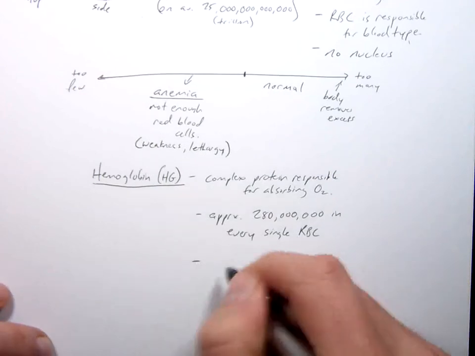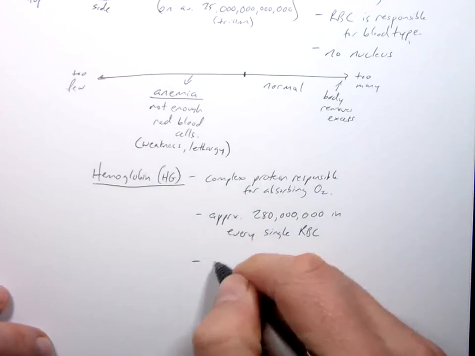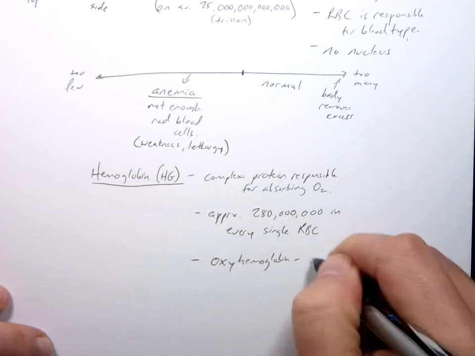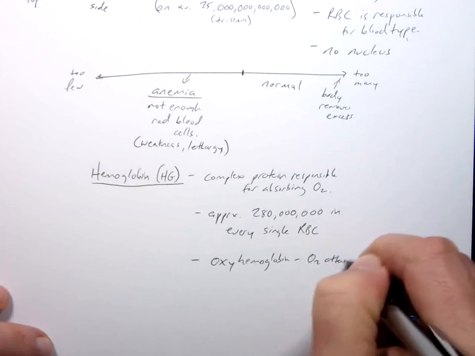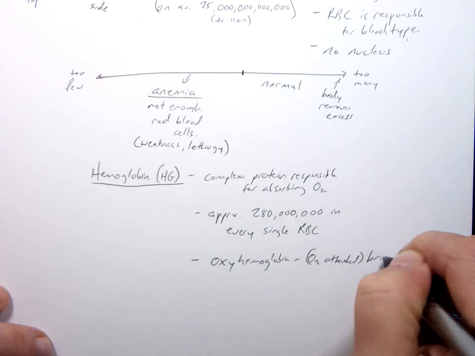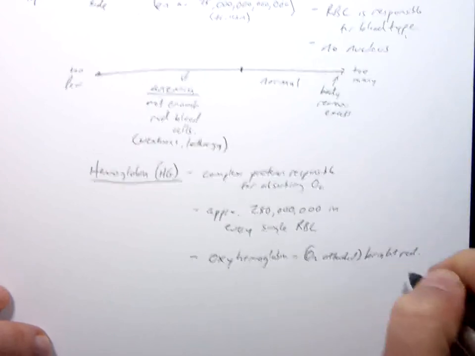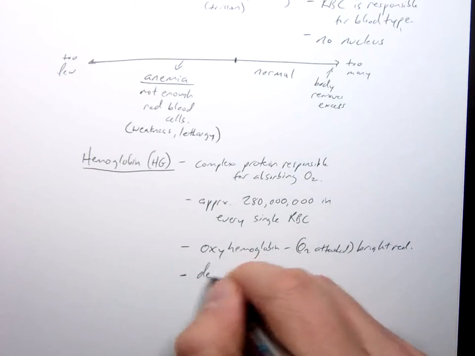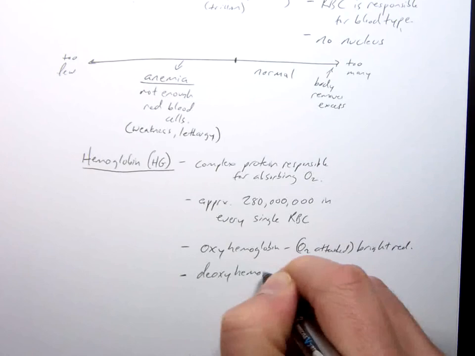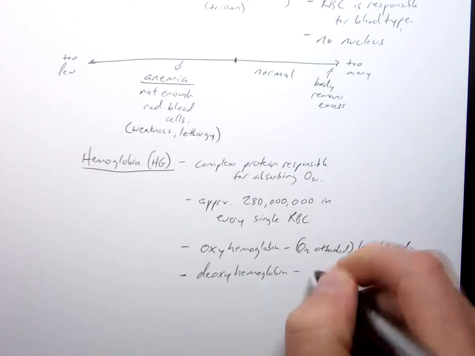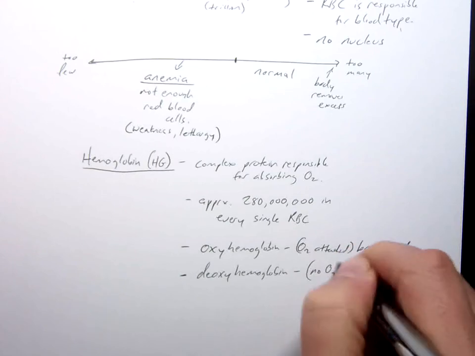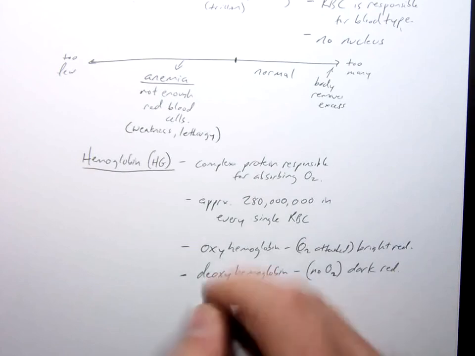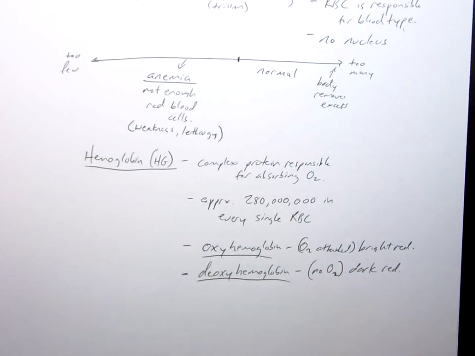When it does, there are two types of hemoglobin. There's one called oxyhemoglobin, which is O2 attached, and it's bright red. If you've ever bled, you've seen oxyhemoglobin. Then there is something called deoxyhemoglobin. There is no O2 attached, and it is dark red. Oxyhemoglobin and deoxyhemoglobin. That's really the only difference.